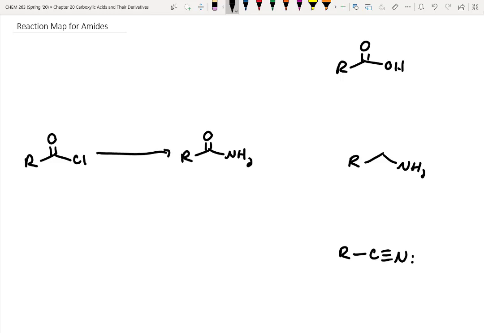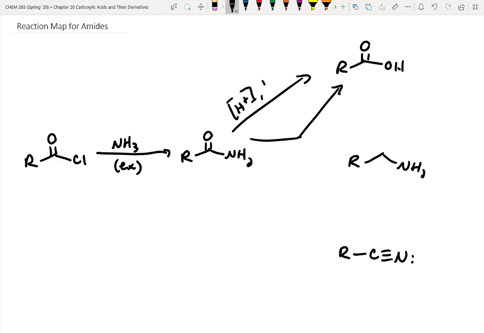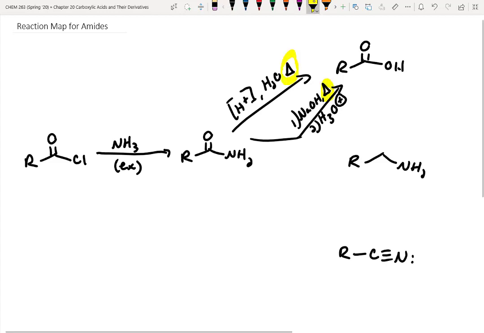And we can make an amide by reacting an acid halide with ammonia or some sort of amine in excess. It's important to remember you need more than one equivalent. And we can convert an amide to a carboxylic acid one of two different ways. The first way is just to treat this with acid and water under high temp conditions. The second method is to treat it with NaOH and heat, followed by an acid workup. Both of those can be used. The main feature, like I said, is we need to apply a fair amount of heat in order to break that amide bond. It's quite stable.